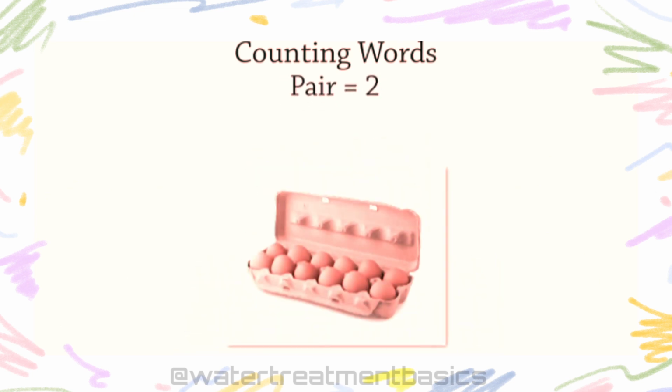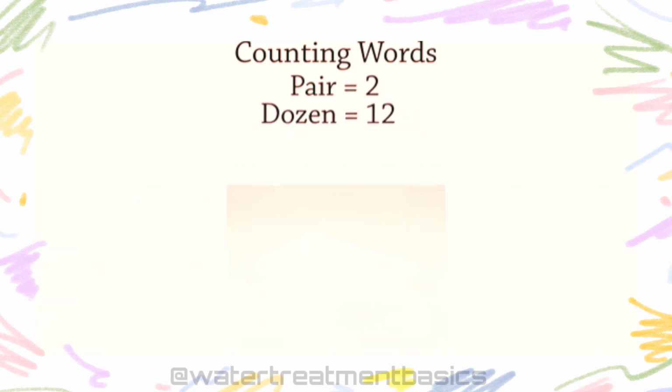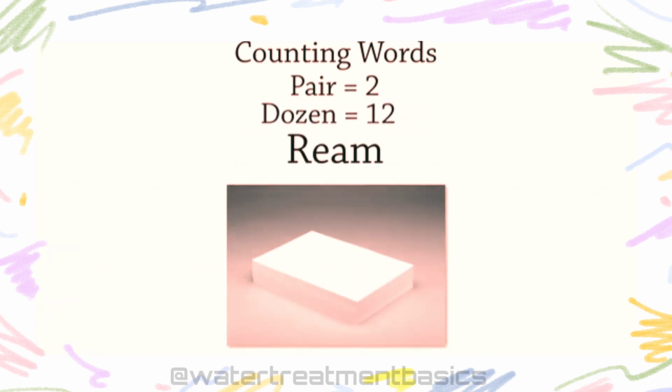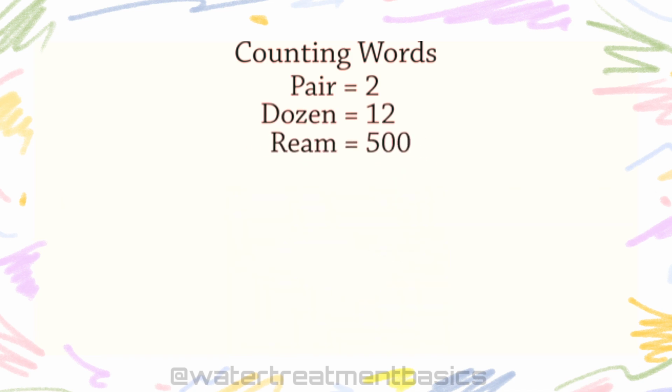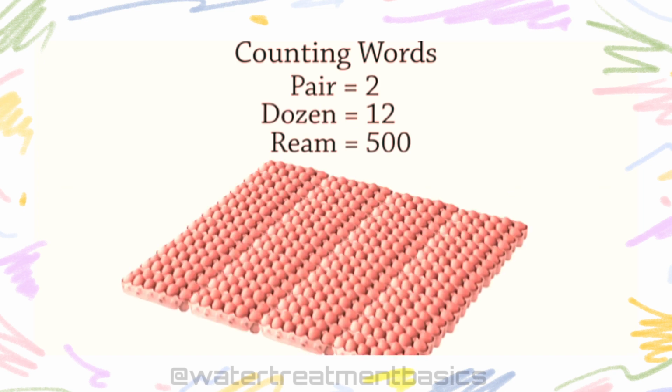We usually buy eggs by the dozen. A dozen means 12. I can buy a ream of paper, which is 500 sheets. We use these kinds of counting words, pair, dozen, ream, for specific situations. You wouldn't ask for a pair of eggs or a ream of eggs, and you wouldn't ever ask for a mole of eggs. That's way too many eggs.